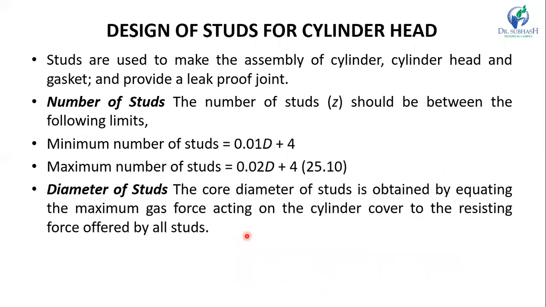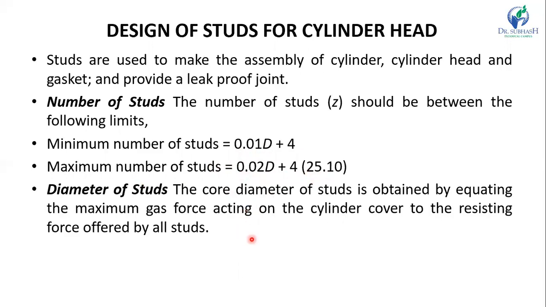Then the design of studs for the cylinder head. Studs are used to make the assembly of the cylinder head and gasket, and they provide a leak-proof joint. Number of studs Z should be between the limits: the minimum number of studs is given as 0.01 D plus 4, and the maximum number of studs is equal to 0.02 D plus 4, with a lower limit of 4 and an upper limit of 10.